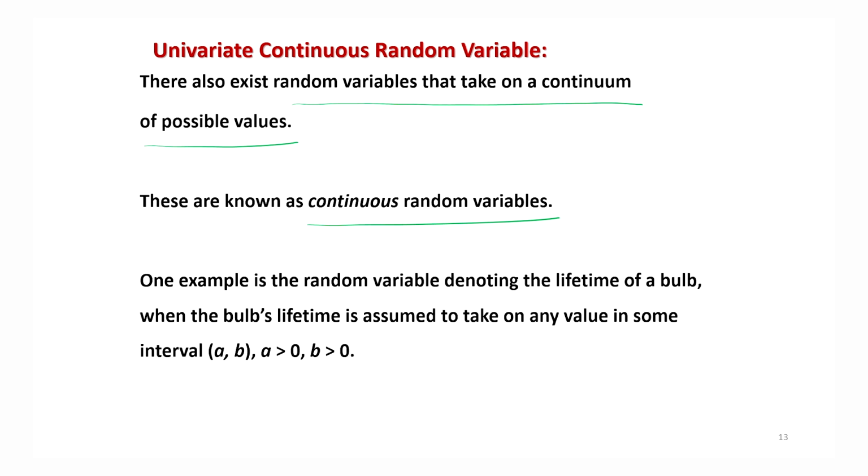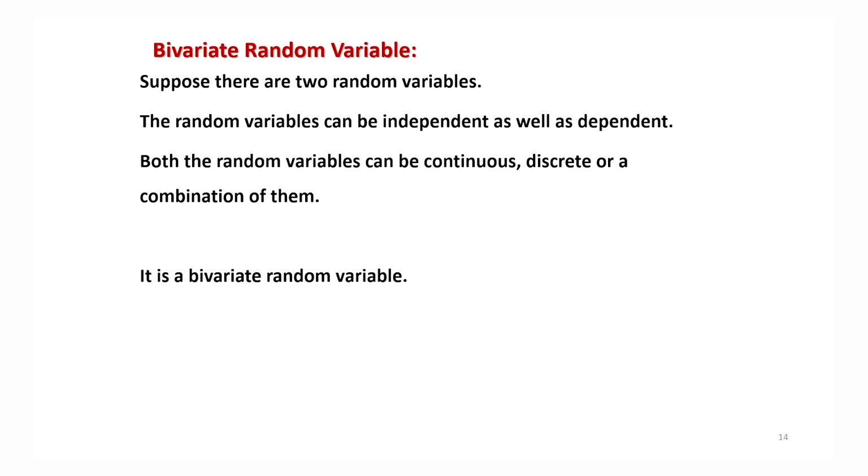Another example I can give you is measuring the lifetime of a bulb. That can be 1 day, 1 hour, 1 second, etc. So in case you want to make an assumption on the bulb's lifetime, then we can assume that the lifetime of the bulb is lying in some interval, say A and B, where A and B are both positive. Right. So in such a case, we have the concept of a continuous random variable.